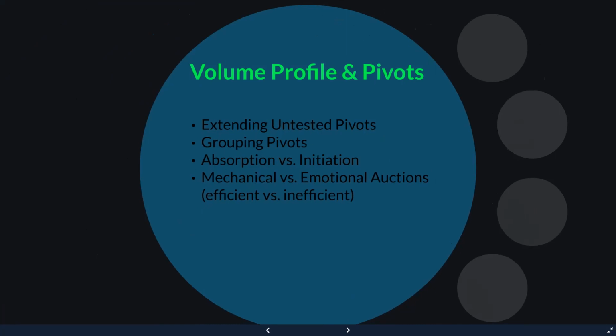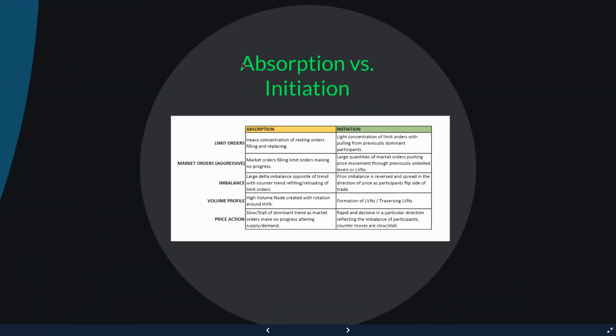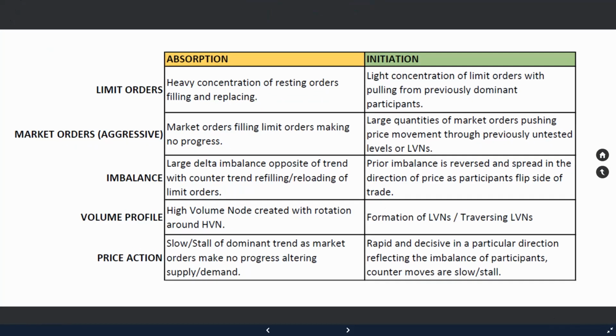Absorption versus initiation, probably the most common thing that's asked about. Here's a simple little graphic as we begin to talk through this. The auction rotations consist of two primary components, absorption and initiation. Absorption occurs when participants attempt to establish positions, while initiation transpires due to aggressive participant interaction, and that accelerates price movement.